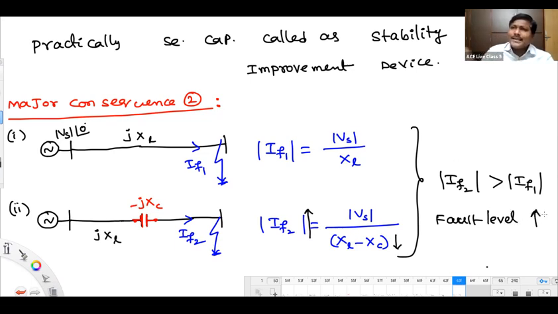Is it an advantage or disadvantage for you, the fault level increment in the system? Definitely it is a disadvantage. Why is it so?